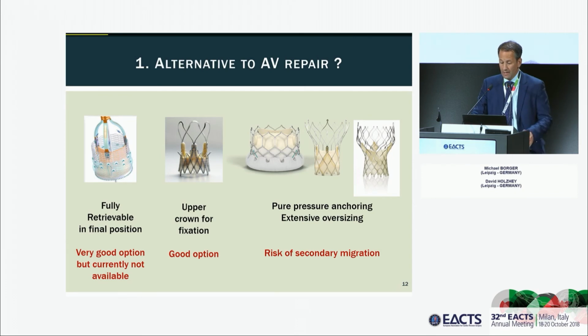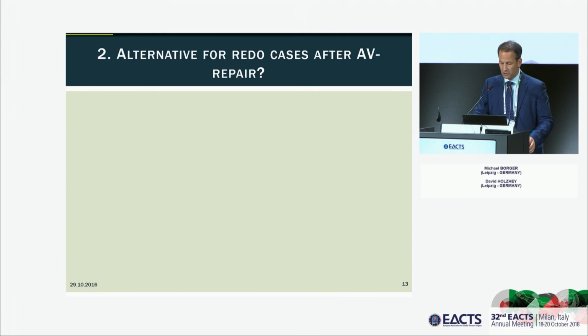And then of course you can always use the two workhorses, the Sapien and the CoreValve, or a Portico valve as well, but then you have to accept the risk of secondary migration. And therefore the size of the annulus has to be, like I said, 25 millimeters or smaller.